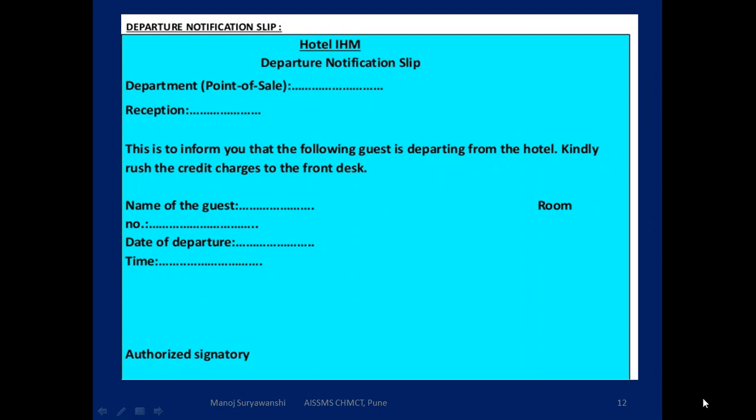Again, you can see in this slip, the name of the guest has been given, then the number of the room, then the date of the departure, maybe today, maybe tomorrow, maybe day after tomorrow, and then what time he or she will be departing from the hotel, and the type of room, and the authorized signatory of a particular departure. So this is how this departure notification slip would be prepared and would be sent to the respective department.